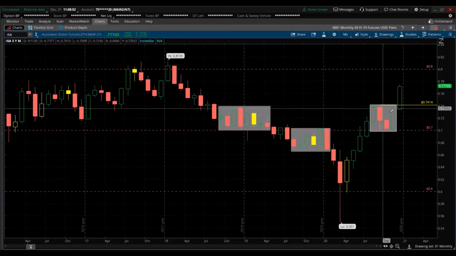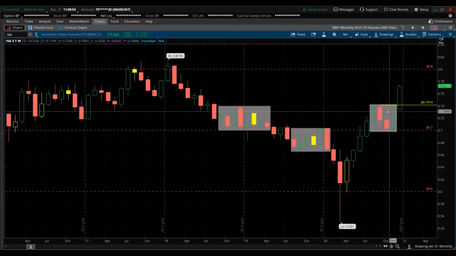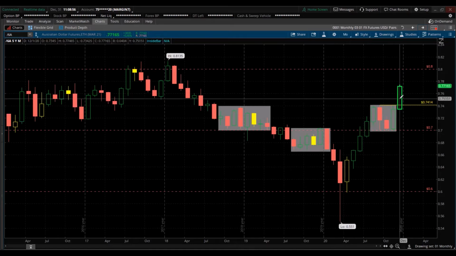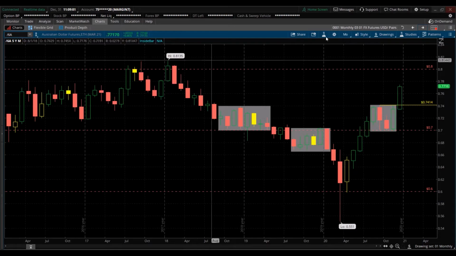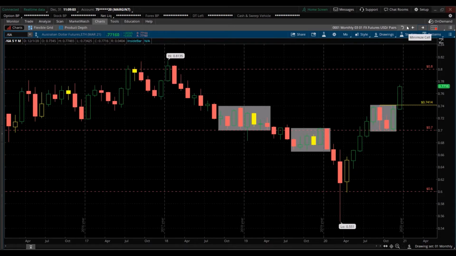Australian dollar, that broke out of consolidation last month. Higher, all-time high for the year, and gunning towards that high of the 5 years. Strong up move.